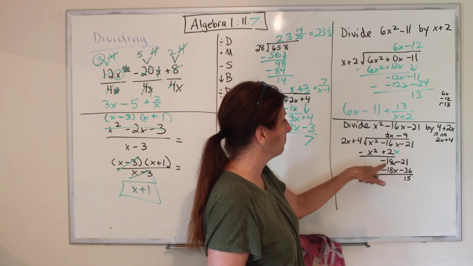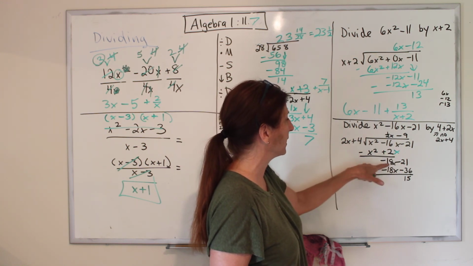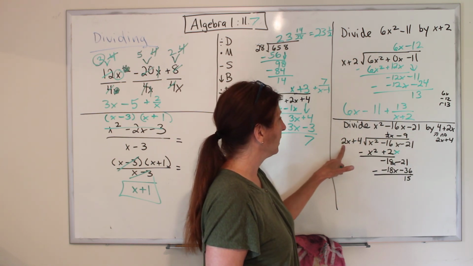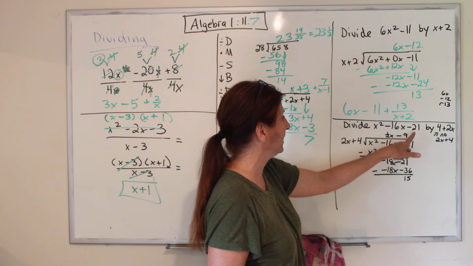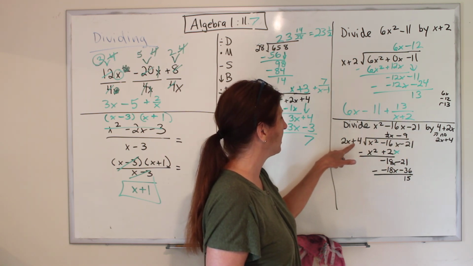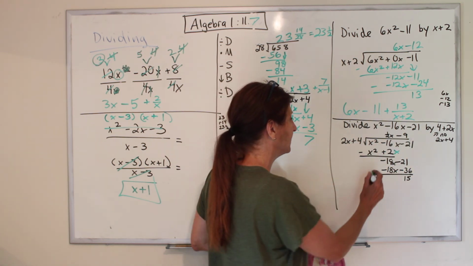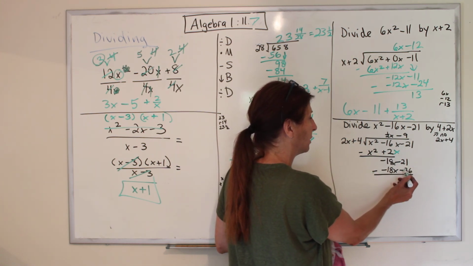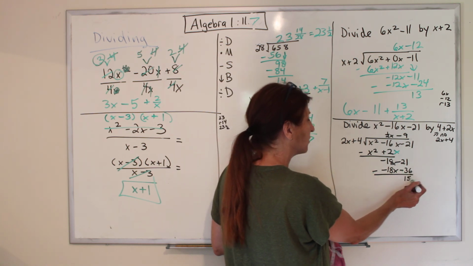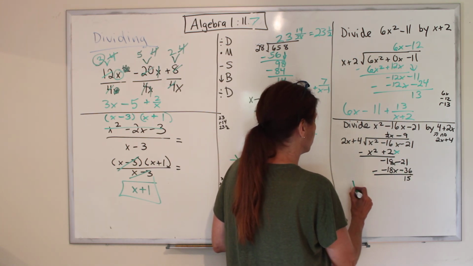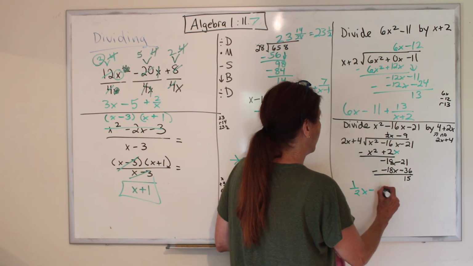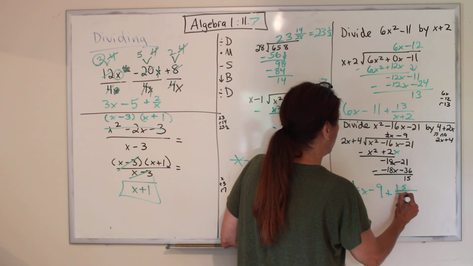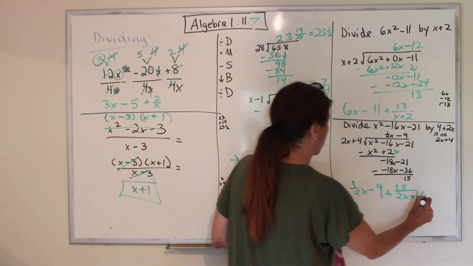Now we multiply again. What do you multiply times 2x to get 18x? Negative 9. Negative 9 times 2x is negative 18x. Negative 9 times 4 is negative 36. So those go away. This distributes, so it's a plus. Two negatives make a positive. 21 plus 36 is 15. So our answer is 1/2 x minus 9 plus 15 over 2x plus 4.